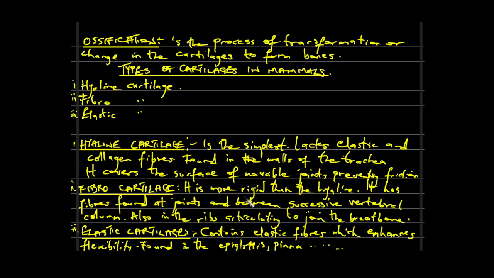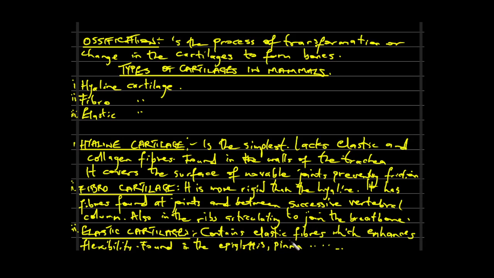The fibrocartilage is more rigid than the hyaline cartilage, and we talked about the positions where we can find them, like in the successive vertebral discs, and also between the ribs and the breast bone. It articulates the ribs and the breastbone. And lastly, we talked about the elastic cartilage, which has a high amount of elastic properties.